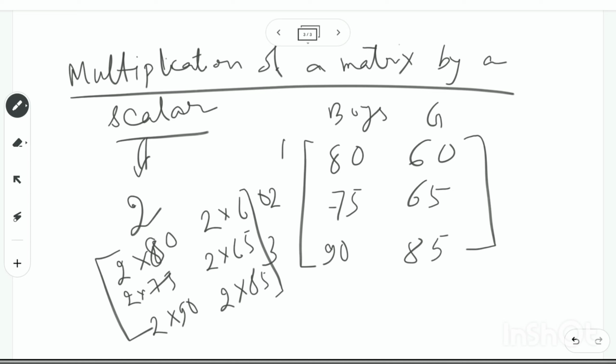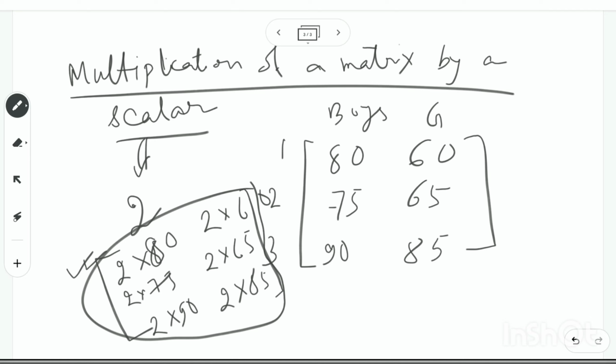So how can we get this new matrix? We simply multiply each element of the previous matrix by 2. So we obtain this new matrix by multiplying each element of the previous matrix by 2.